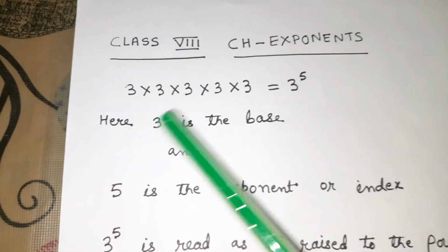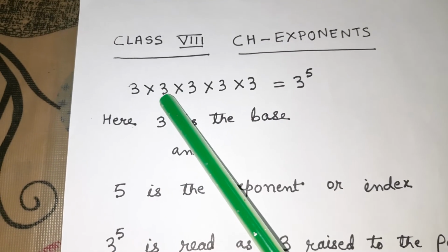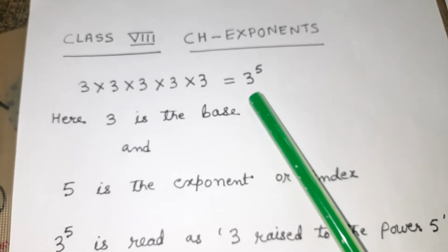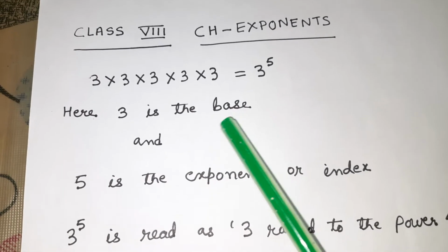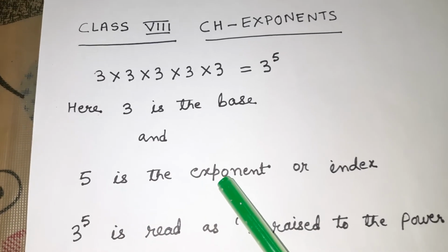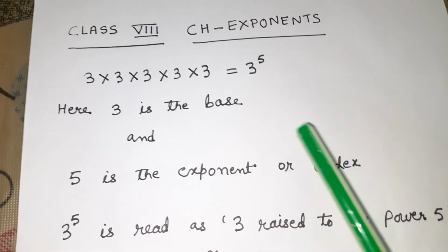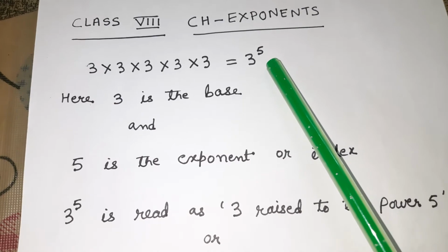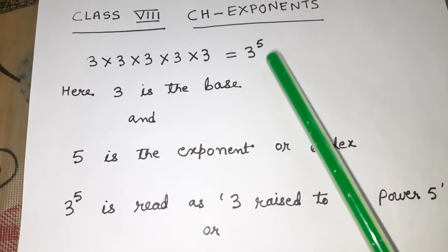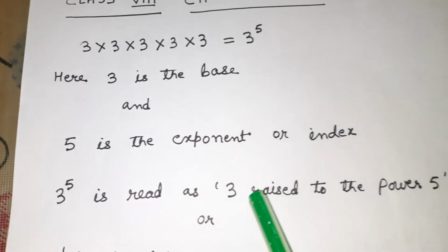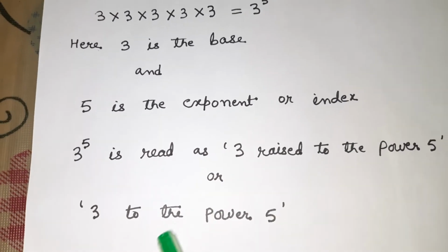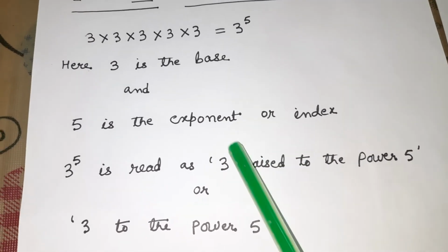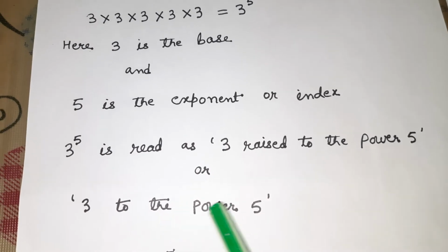As you have studied in the junior class, 3 into 3 into 3 into 3 into 3 is equal to 3 to the power 5, which means 3 is the base and 5 is the exponent or index. Is it clear? So, how will you read this? You will read it as 3 raised to the power 5 or 3 to the power 5.